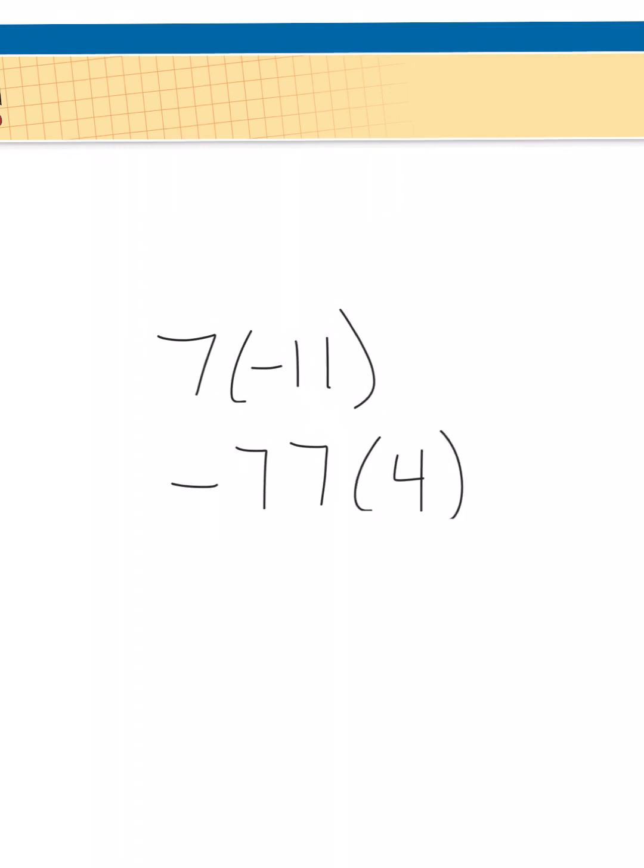What do we have to do next? Multiply by 4. Bring that other number down. Negative times a positive gives you a negative. What's 77 times 4? 308. Negative 308. So work left to right. Take two numbers at a time and then keep bringing down that next number. Don't try to do it all at once. Questions with that property right there that we just did?